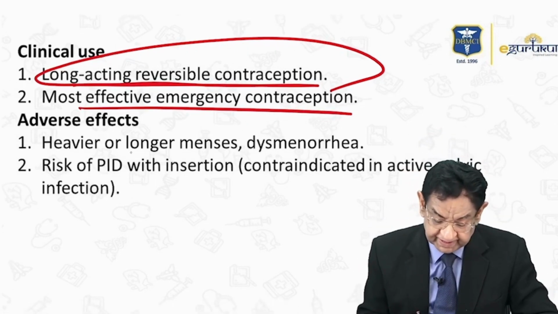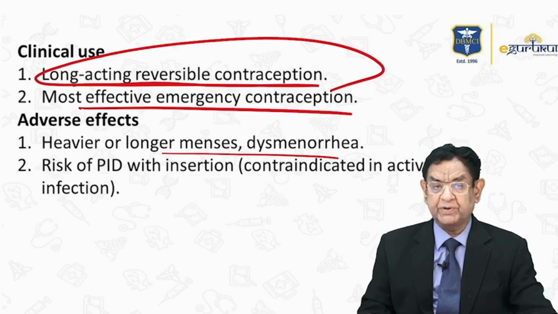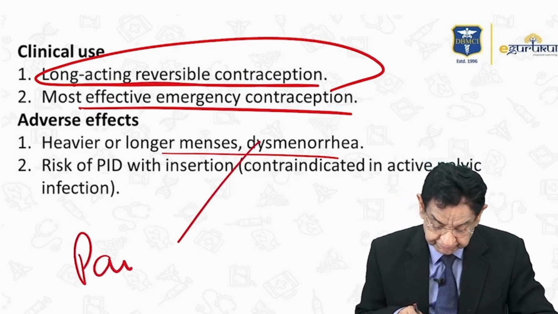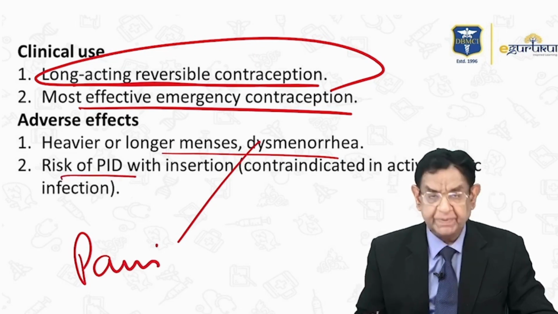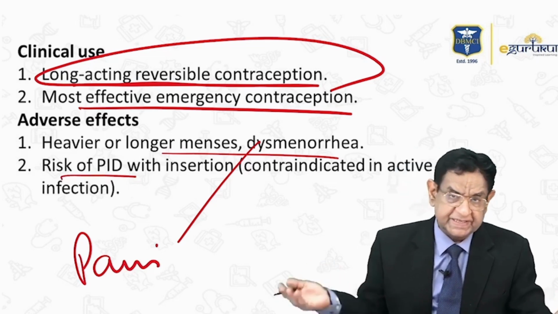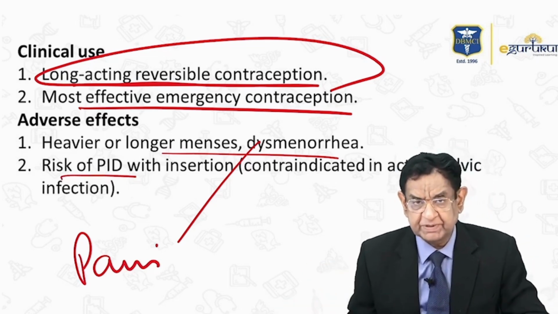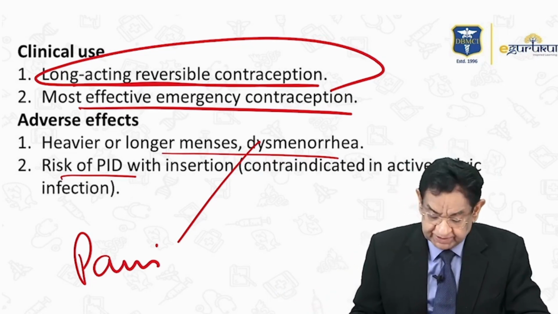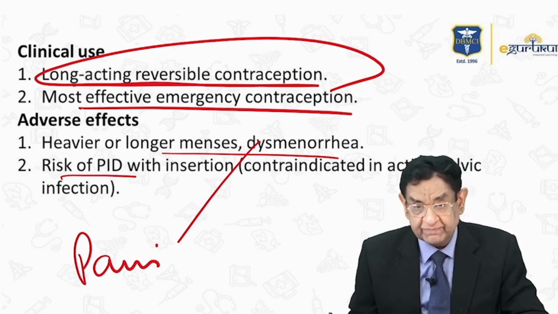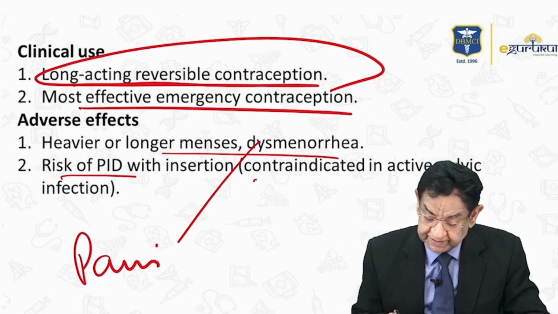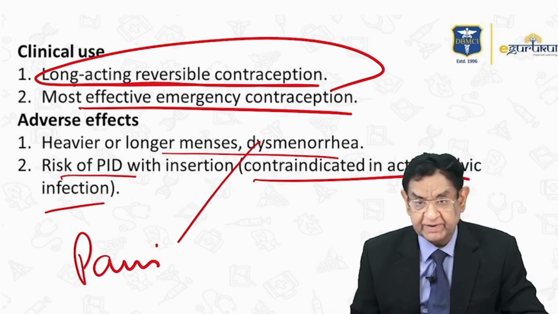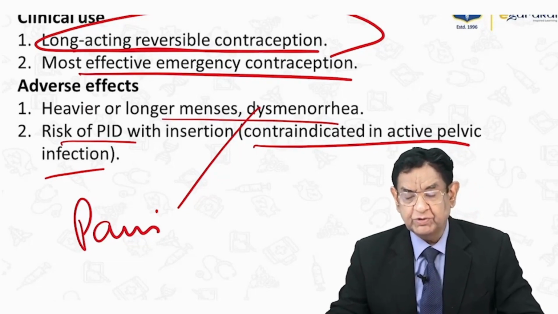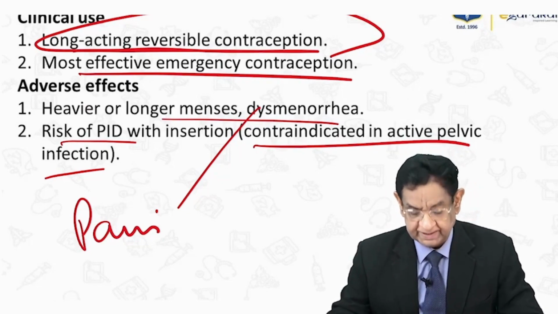The side effects are heavier or longer menstruation, with dysmenorrhea, the patient can have pain during menstruation. PID, pelvic inflammatory disease: definitely the mechanism of action produces local inflammation, but that can go on to more extensive inflammation also. That's why it is contraindicated in active pelvic infection. Very obviously, if infection is there, it is definitely going to cause exacerbation of the infection.